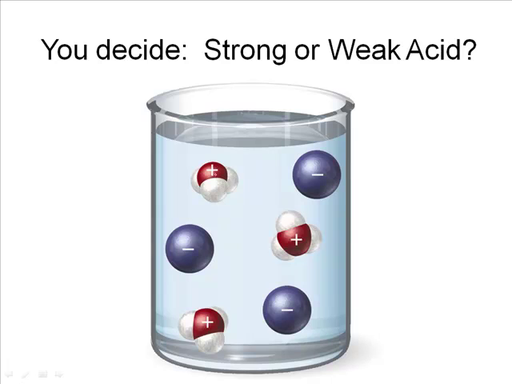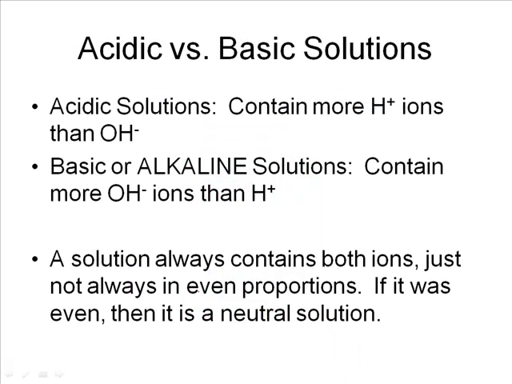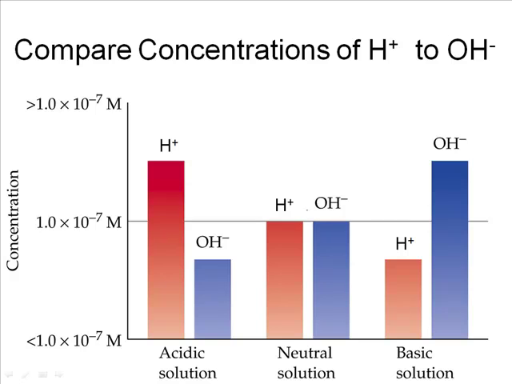Good. Hopefully you've decided they're all separated, so this is a strong acid. Alright, acidic versus basic solutions. Acidic solutions are going to have more H's than OH's, and basic or alkaline, new word here, contain more OH's than H's. Now, solutions always contain both ions, just not always in equal proportions. If they were equal, then you would have a neutral solution.